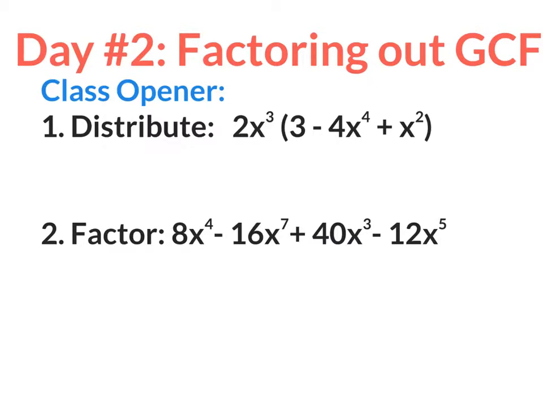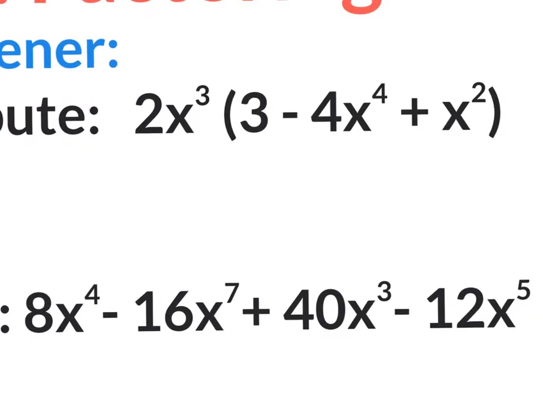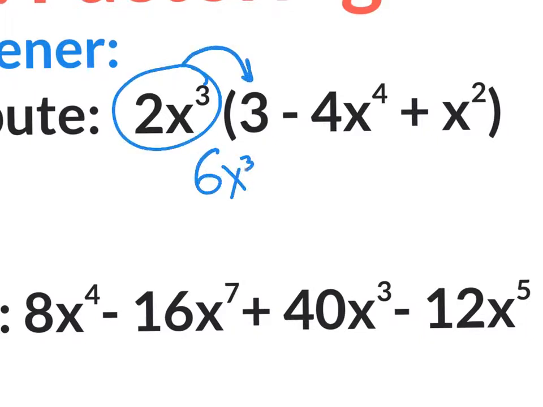This is the second day of factoring, and in order to factor, you need to understand how to distribute, right? Because factoring is really distributive property backwards. So let's do number one, a review of distribution. We're going to take the 2x to the third and distribute it. 2x to the third times 3, that's 6x to the third.